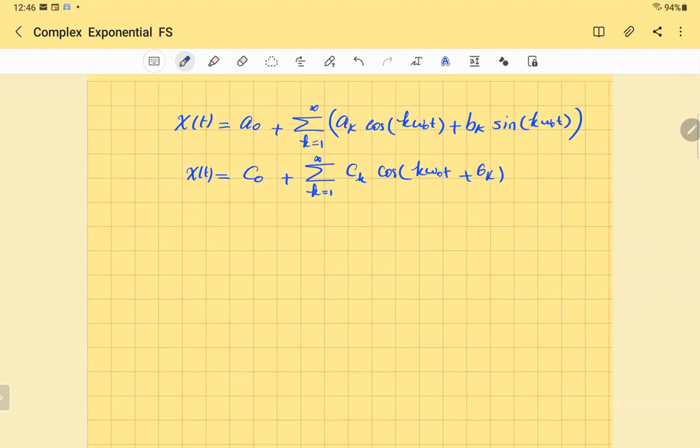They said, okay, let's make it an expression of exponentials. Why they did that and how they did it: we know from complex numbers that e to the power j theta is equal to cosine theta plus j sine theta.